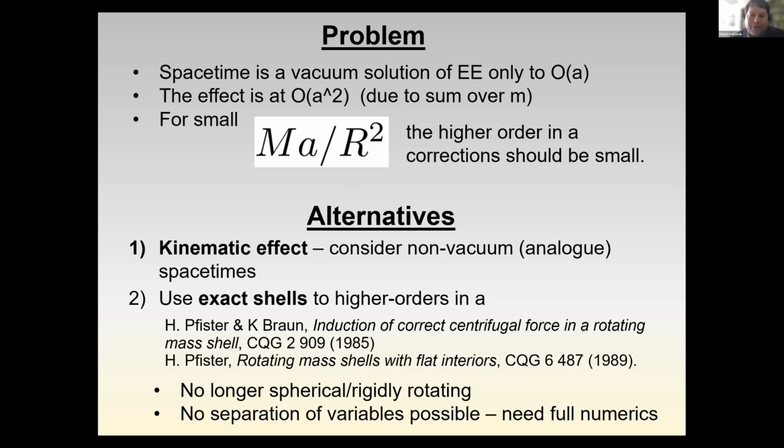So what are the alternatives? How to improve this model? Well, first, you don't do anything. You just say, well, this is just a kinematic effect. We don't really need a vacuum spacetime, and there will be some stress-energy tensor supporting our spacetime, and that's fine. And then these are kinematic effects. The other one is to use exact shells to higher orders in A. There are such exact shells, but this will be numerically very difficult to do because you no longer can separate your scalar field into modes and so on.